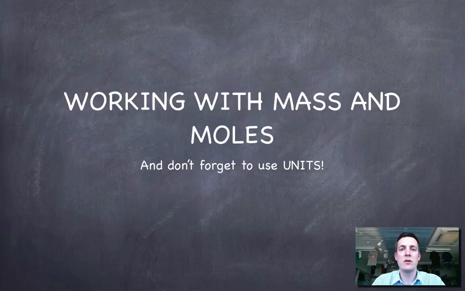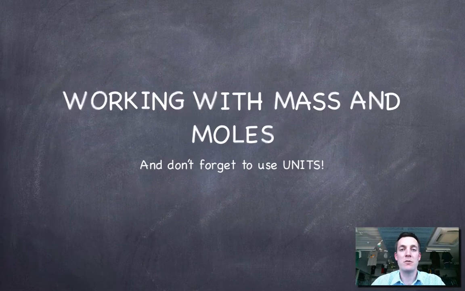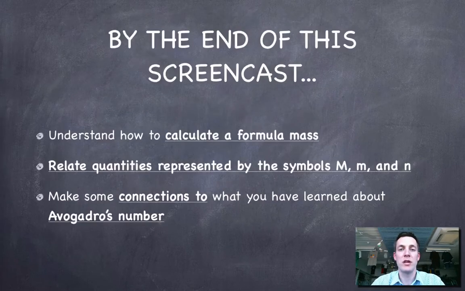Hello and welcome to this film about how we convert mass into moles and vice versa. It's the third of the films about quantitative chemistry, or calculations in other words. So hopefully by the end of this film, you'll be able to calculate how we find a molar mass from the periodic table, or a formula mass as it's otherwise known, and how we can relate the quantities represented by three different symbols: capital M, little m and little n. We'll also try to make some connections between what we're learning here and what we learned in the last film, where we looked at Avogadro's number.